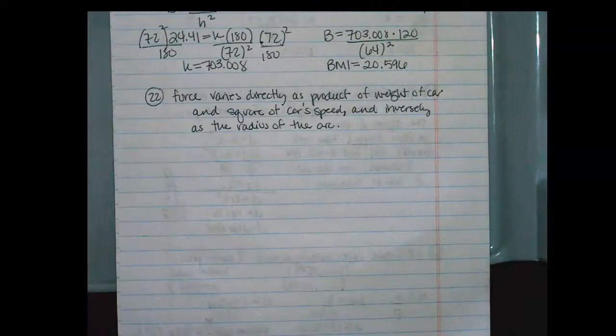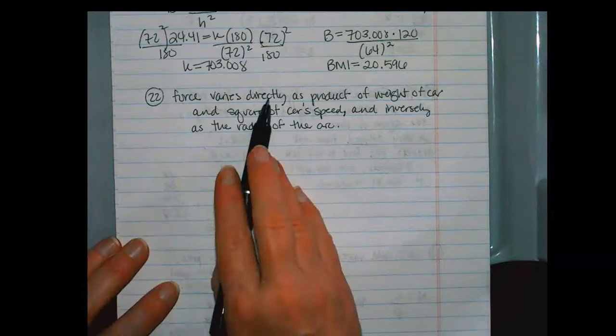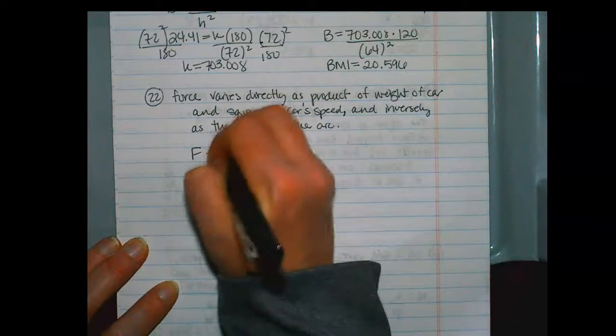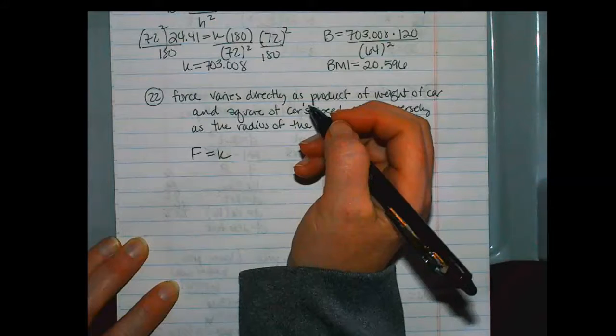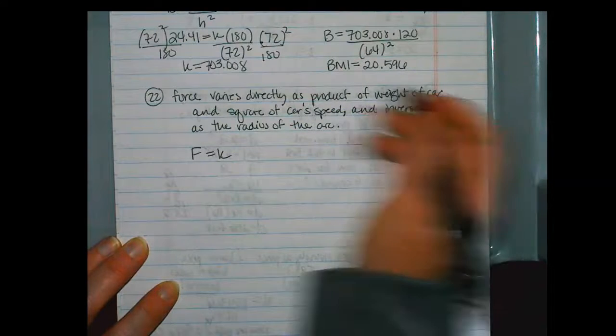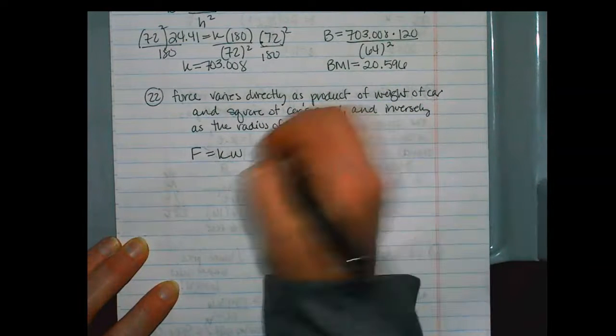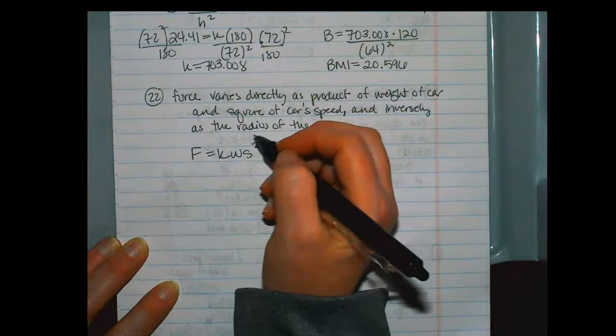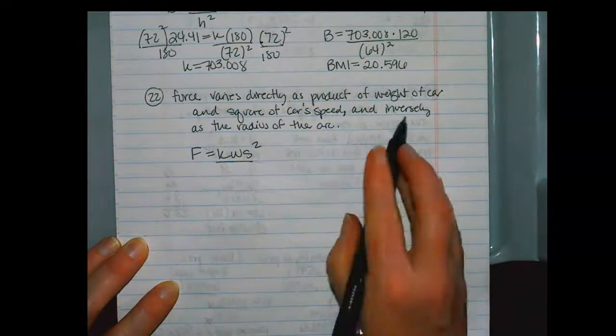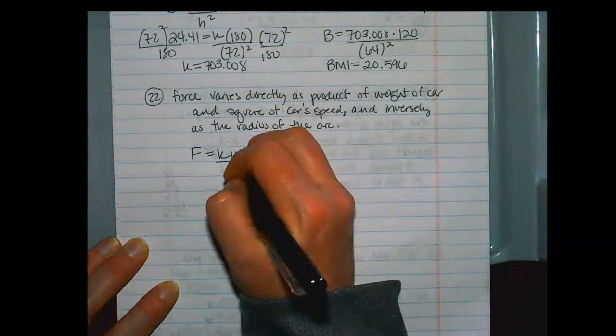21. Yay. 22 says the force that is necessary to keep a car from skidding as it travels along a circular arc. So think about you getting onto a highway or something. Varies directly is the product of the weight of the car and the square of the car's speed. So directly, force equals K. Product of weight and the square of the speed, speed squared, inversely as the radius of the arc, radius.